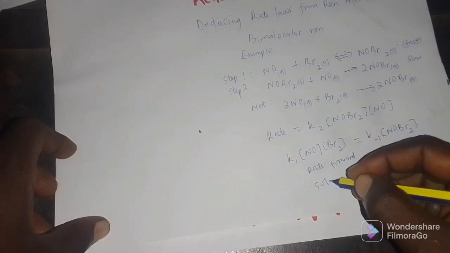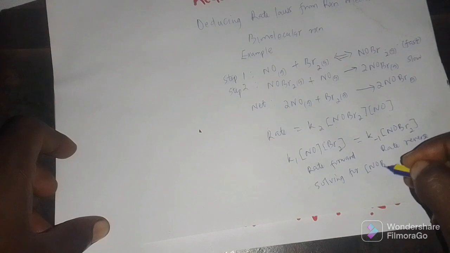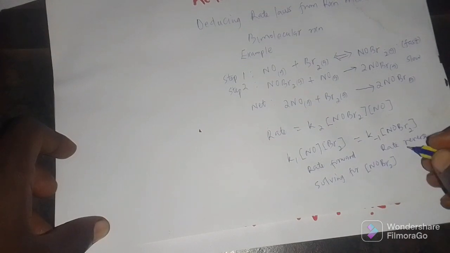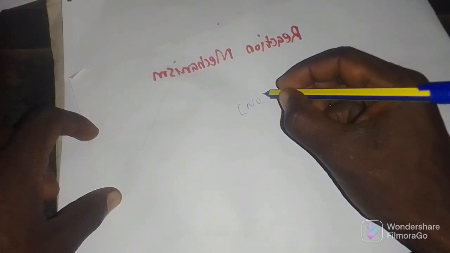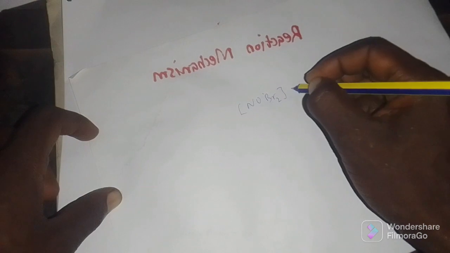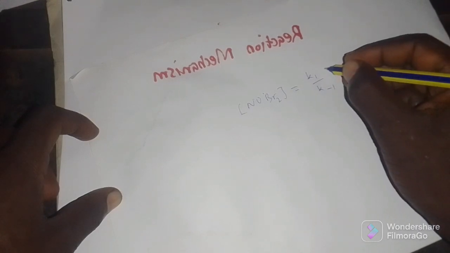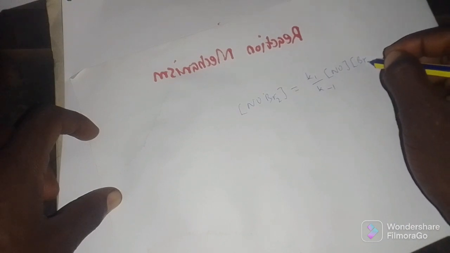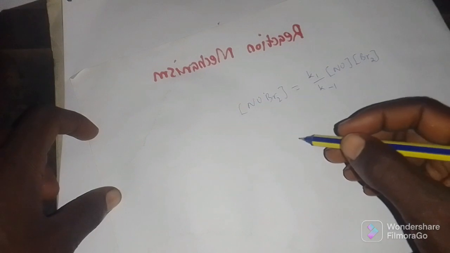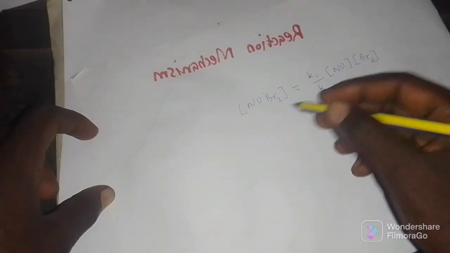Now we solve for that intermediate, because that is what we want. Solving for NOBr2, we'll have NOBr2 equal to K1 over K in the reverse direction of NO Br2.